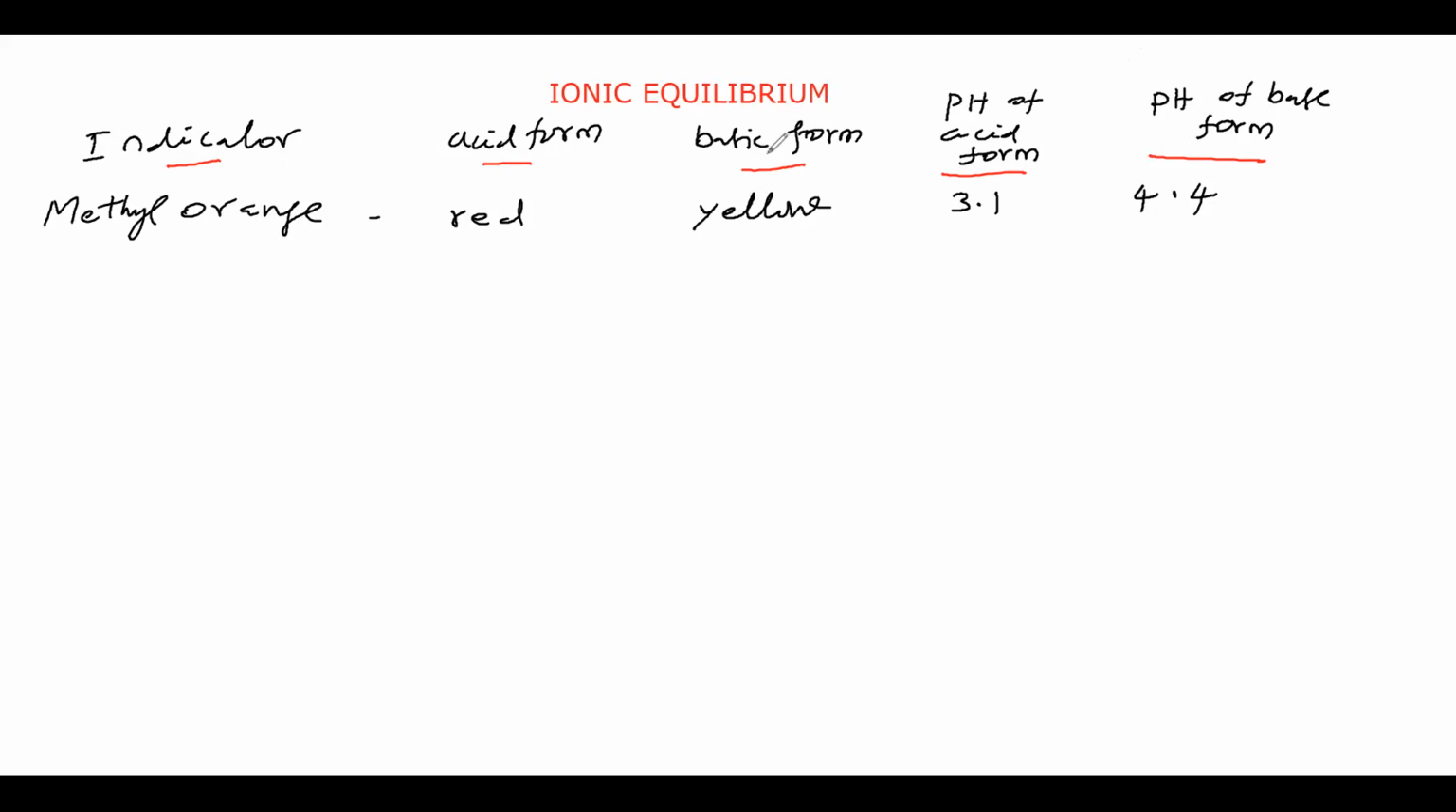Generally, acid means pH is less than 7, and base means pH is greater than 7. But here it is 4.4, so we should not look at it like that. That point we should not bring here. The acidic form means this form will donate H plus. The basic form means this form will take H plus.